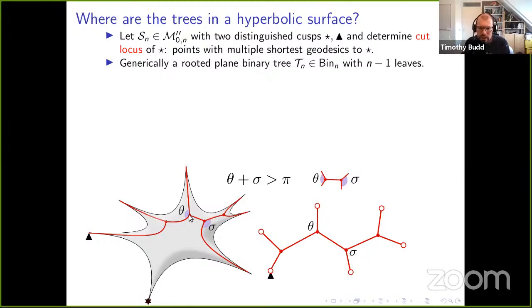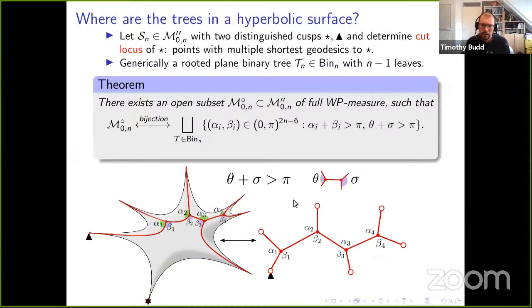Now what we can do is look at the angles at the vertices of this tree. And what we'll see in a minute is that if we look at 2 neighboring vertices in the tree, and look at the angles opposite of the connecting edge, then they will always have a sum that is larger than pi. And the claim is that if we know this tree, together with all the angles on the vertices of that tree, it completely encodes the geometry of the surface. So let me quote this as a theorem.